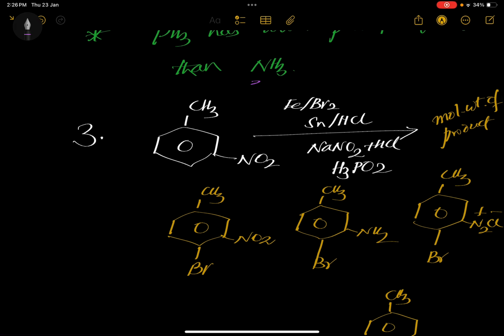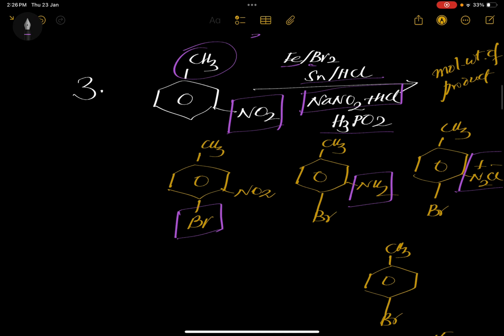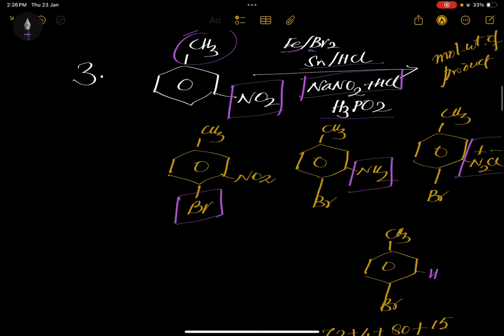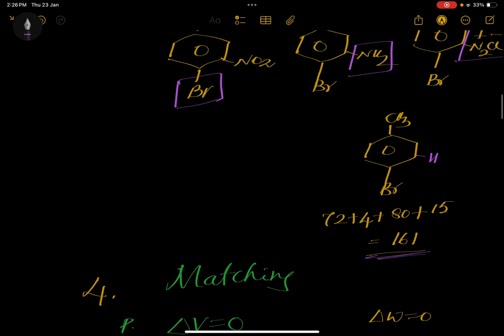See here, first step is bromine adding, methyl decides. So to methyl you are adding at para position. Then Sn/HCl, NO2 group will be converted to NH2, reduction. Then NaNO2/HCl at 0 to 5 degrees Celsius, diazonium chloride is formed. Then reduction, so you will be removing this and you are getting hydrogen here, and he is asking what is the molecular weight of the product. So it is 161.